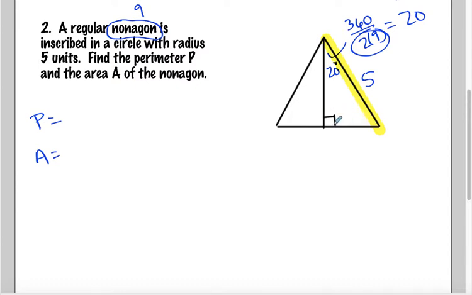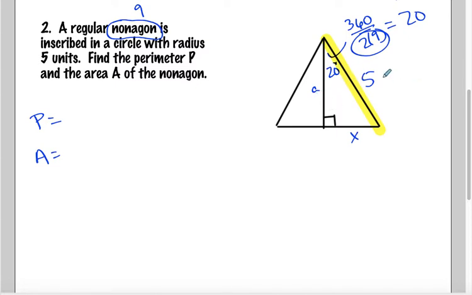So we don't have the side measurement. We're going to need to find that. We're also going to need to find the apothem. I'm going to call this A, and I'm going to call this X just because S is a terrible variable, and this is only half the side anyways. So if I want to solve for the apothem, I'm just going to go ahead and do that part first.